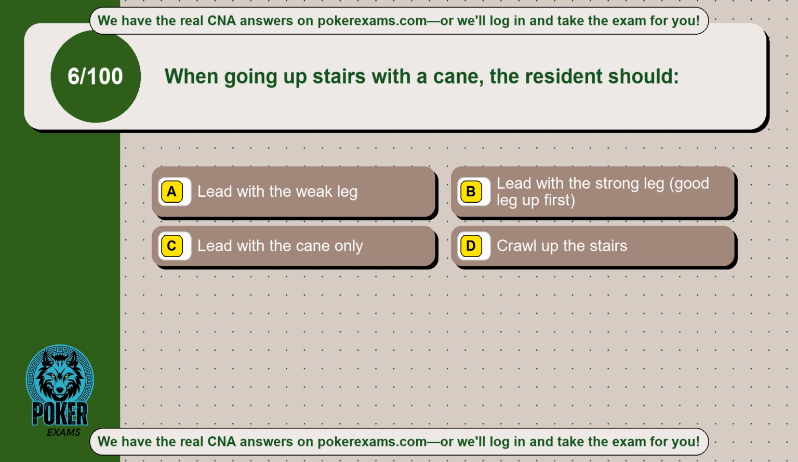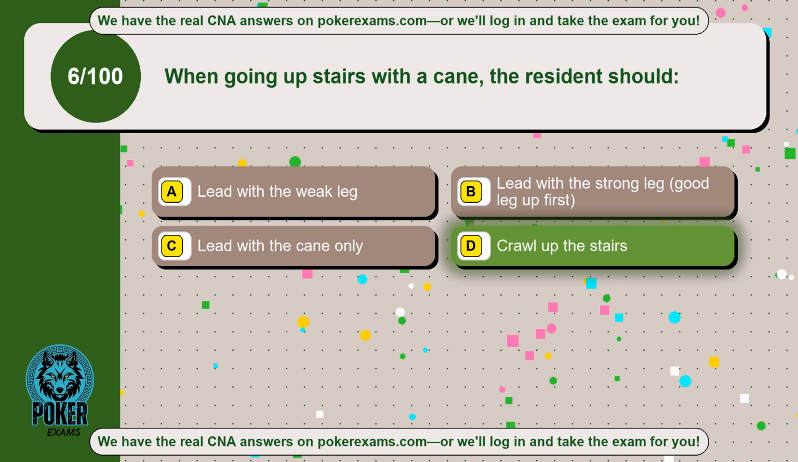Question 6. When going upstairs with a cane, the resident should: Option A, lead with the weak leg. Option B, lead with the strong leg, good leg up first. Option C, lead with the cane only. Option D, crawl up the stairs.